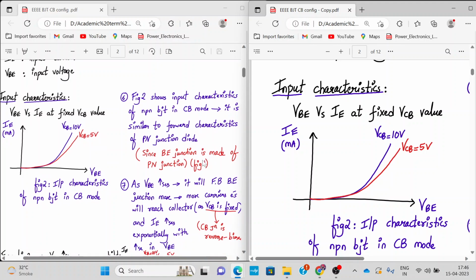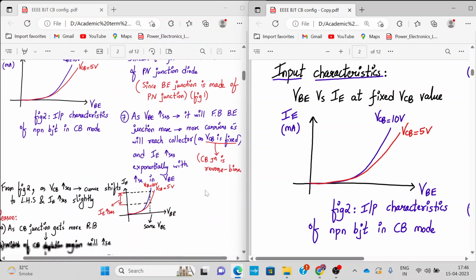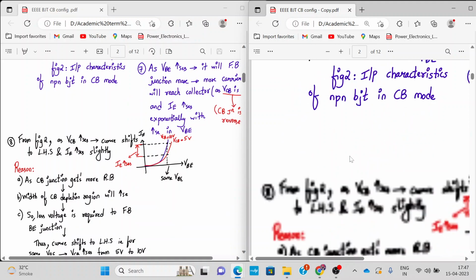Now the second question is, we see two plots here, one for VCB equal to 10 volt and one for VCB equal to 5 volt. What happens is that as VCB is increasing, the curve is shifting to the left hand side. As you can see, the red curve is on the right and the blue curve for 10 volt is to the left. So the curve is shifting to the left hand side. Why? We'll analyze why it happens right now.